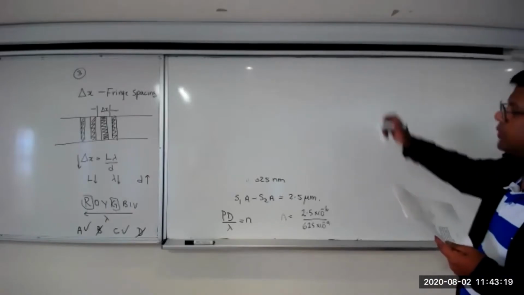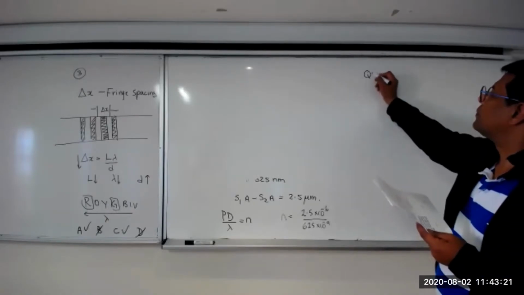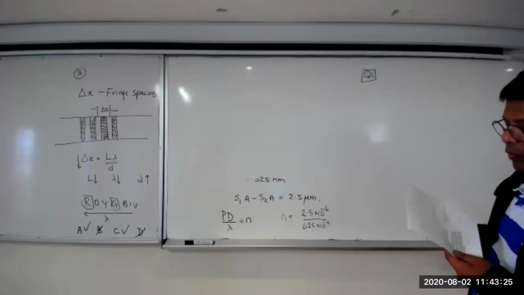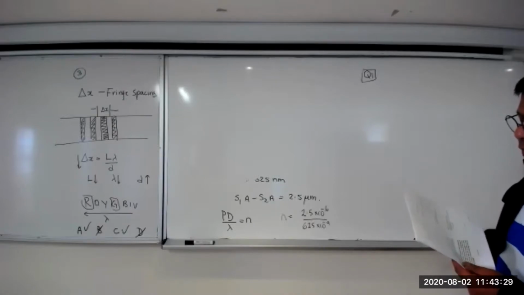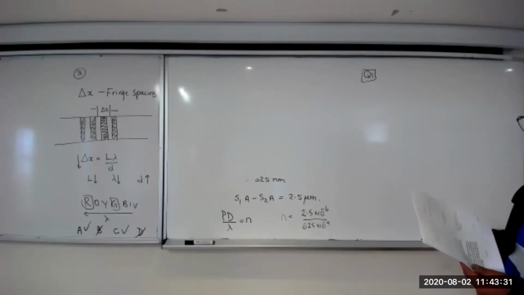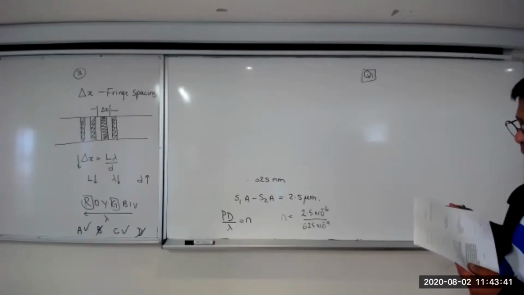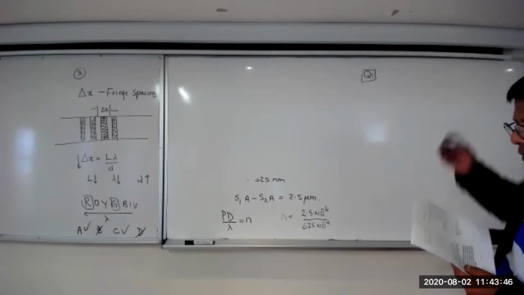Okay, so question one. Optics. Over the last few centuries, scientists have proposed two conflicting models to explain the nature of light: the wave model and the particle model. Name a historical experiment that supports the wave model of light.